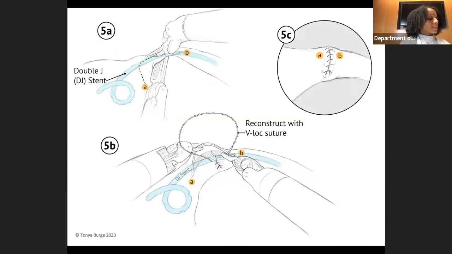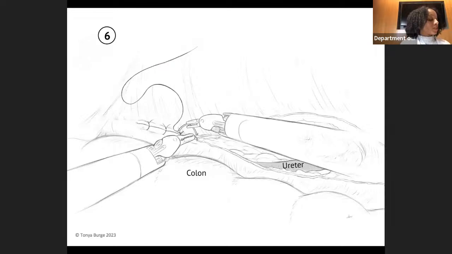The next series of sketches depict the non-dismembered pyeloplasty performed in VY fashion. The longitudinal incision is closed with a V-lock suture, as seen in 5B, and the results of the closure can be seen in 5C. In the final step of the procedure, the peritoneum is reapproximated.